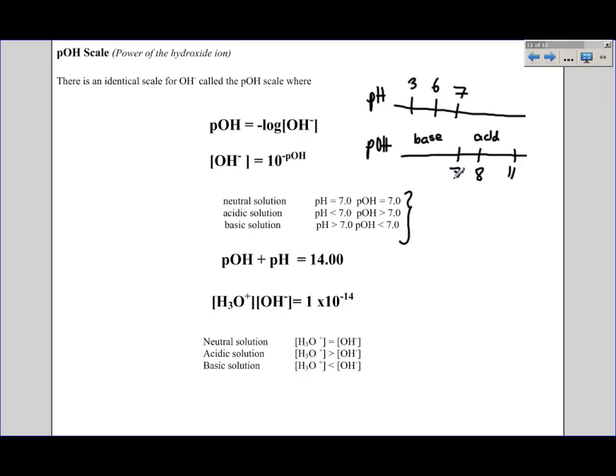And if we look at each of these examples, we can see that the sum in all cases of the pH and the pOH is equal to 14. 7 plus 7, 6 plus 8, 3 plus 11. So these scales can be used hand in hand. And the sum of the pH and the pOH is always going to be 14.